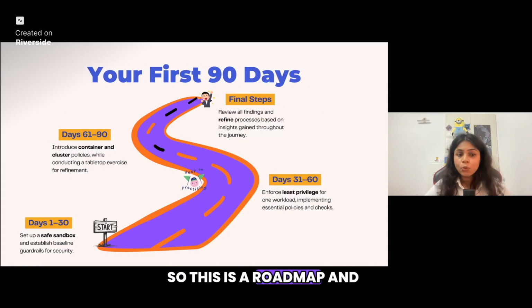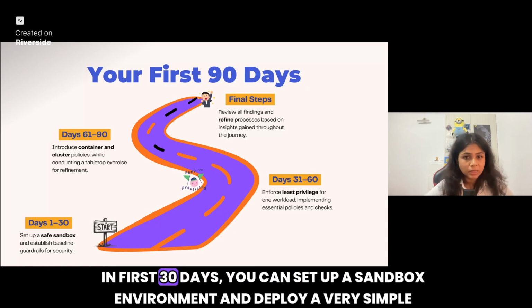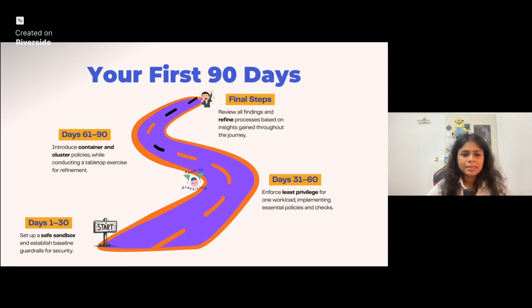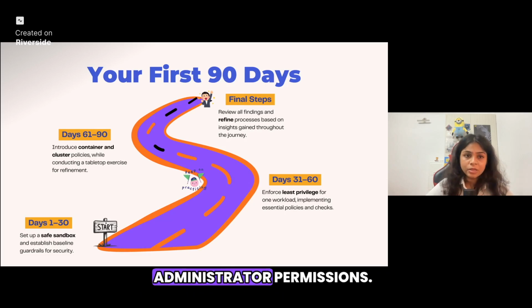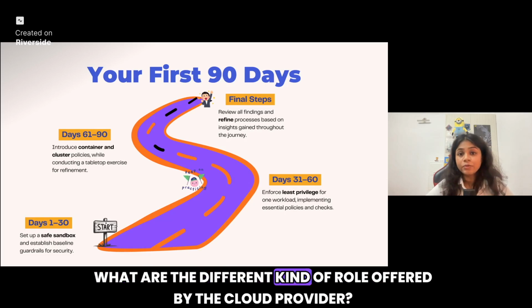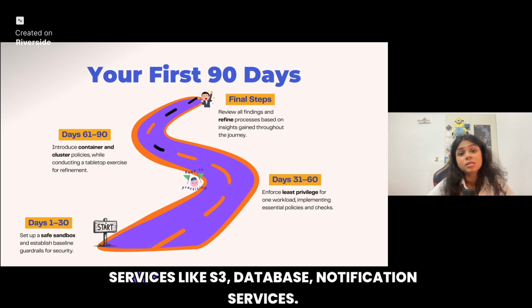So this is a roadmap, and I have covered a 90 days plan. In the first 30 days, you can set up a sandbox environment and deploy a very simple application on a virtual machine. See what the differences are between EC2 full access role, read-only role, and administrator permissions. What are the different kinds of roles offered by the cloud provider, and set up an application. See how the application can be integrated with other services like S3, database, notification services.